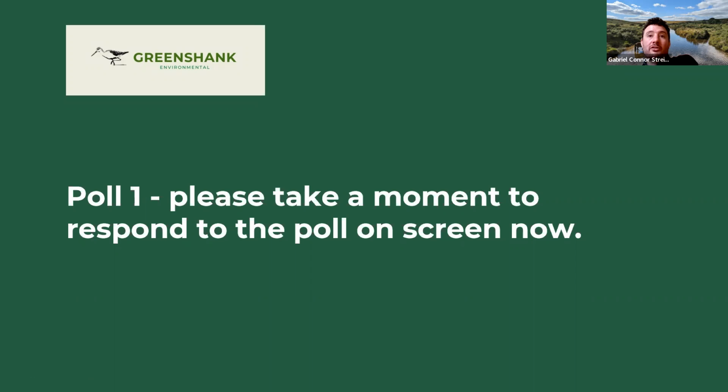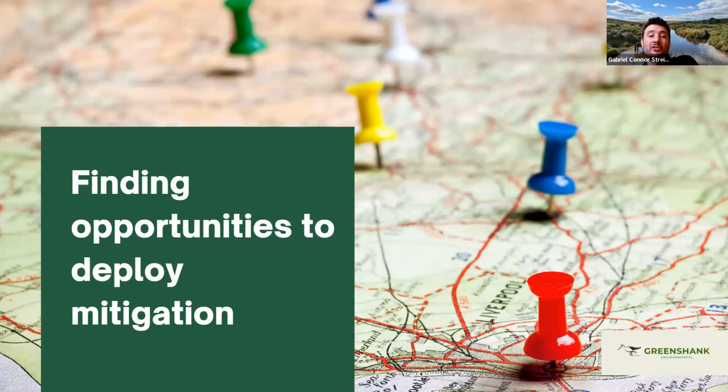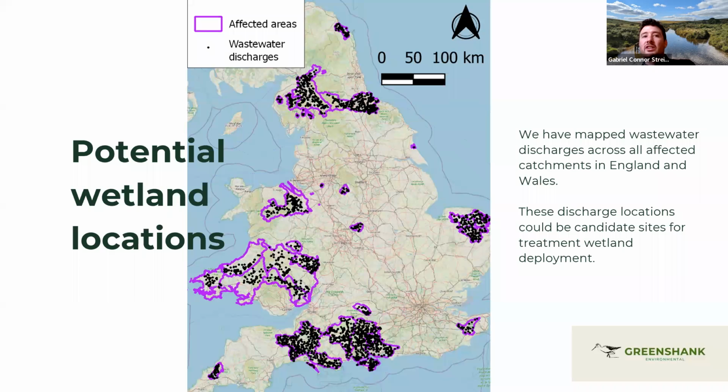So, having discussed the types of solutions that we think are worth backing, we then need to think about how we can actually find opportunities to deploy mitigation solutions. The first thing I wanted to touch on is, as previously mentioned, we think that treatment wetlands, if we're going to go for wetlands, are the way forward. And for treatment wetlands, we want to find good input sources of high concentration nutrients. One of the best sources of those are wastewater discharges.